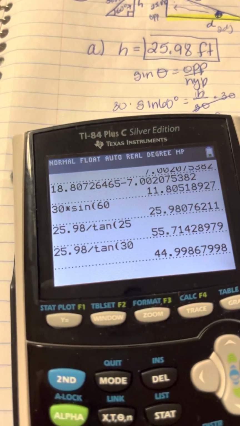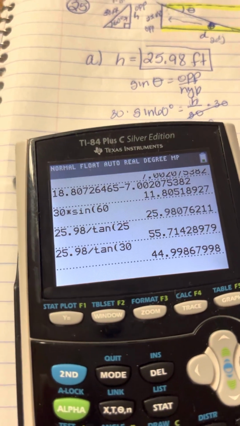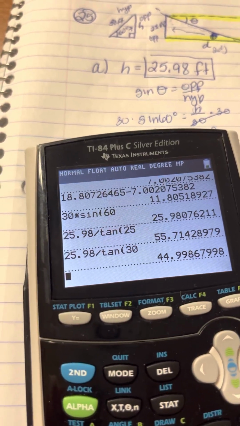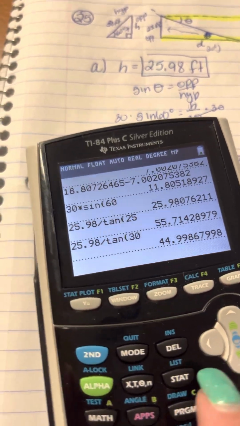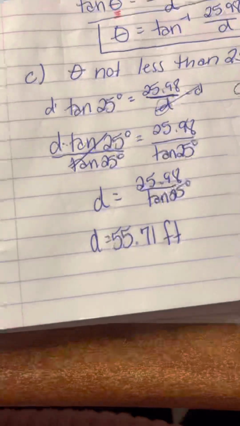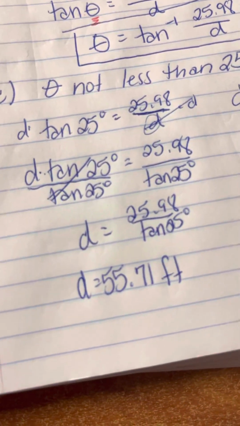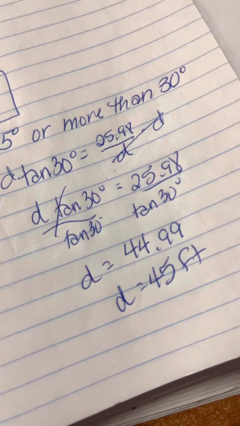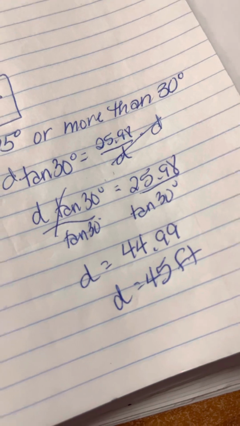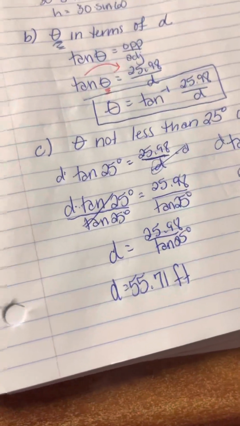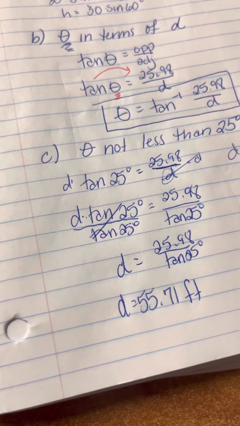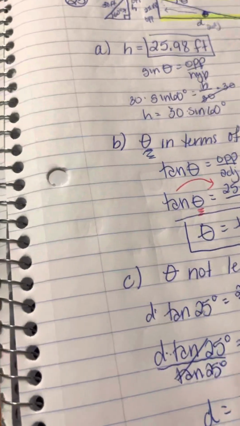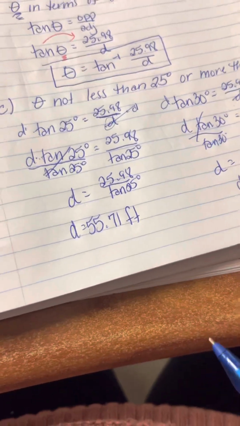And we get D equals 44, well, 44.99, but then you have to round up, so it's 45 once you round all that up. So the distance, the shortest it can be is 55.71, and the longest it can be is 45. I said those backwards. The shortest it can be is 45. The longest it can be is 55.71. So that's the interval of distances.